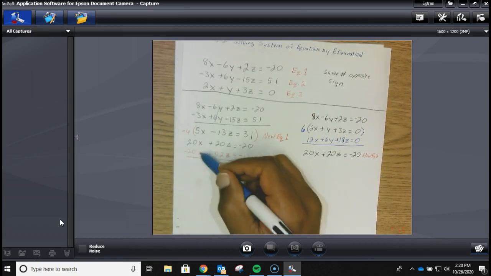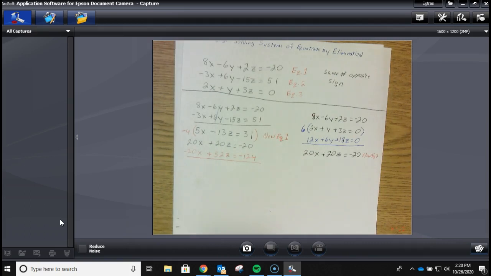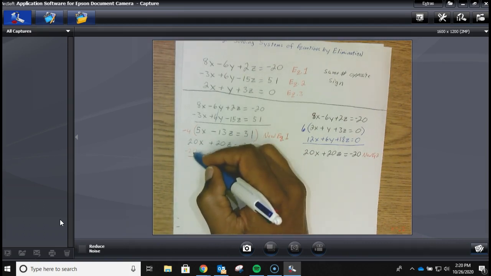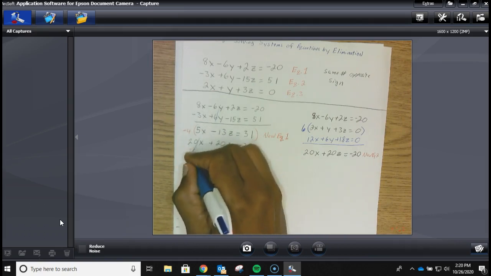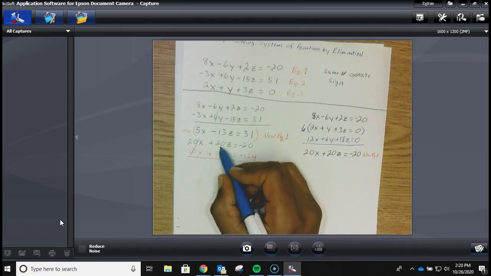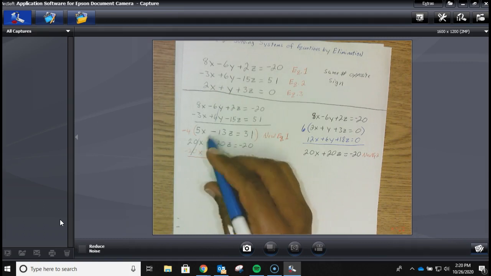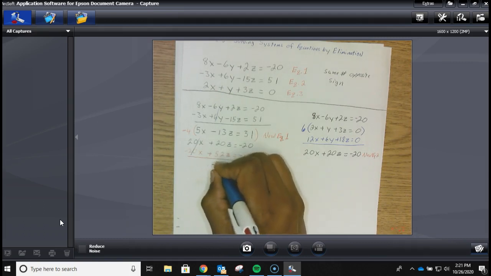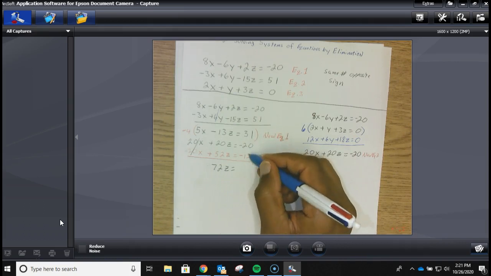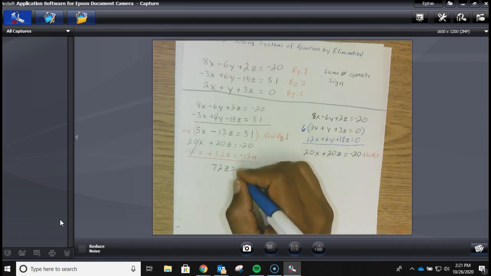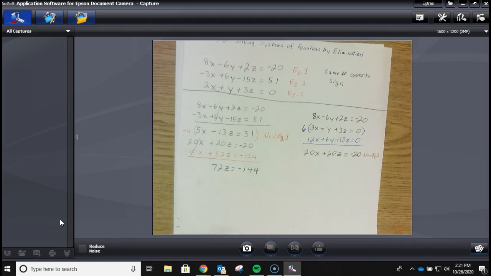So now, when I add these straight up and down, 20x minus 20x gives me nothing. They cancel out. That's what we wanted. 20z plus 52z gives me 72z. And then negative 20 and negative 124 is negative 144.